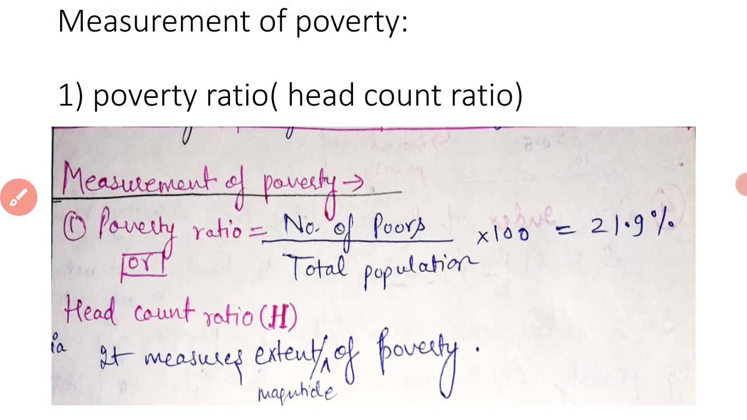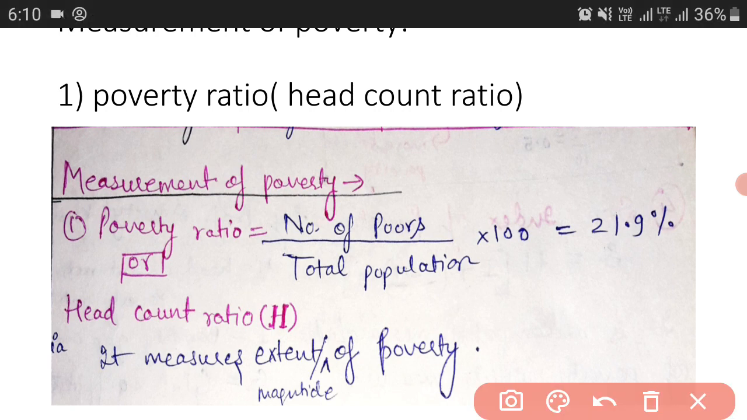Let's move to the another part, and that is the measurement of poverty. Okay, now in this you can see the number one is your poverty ratio, or this poverty ratio is also known as the head count ratio. This is the way through which we can measure the poverty.